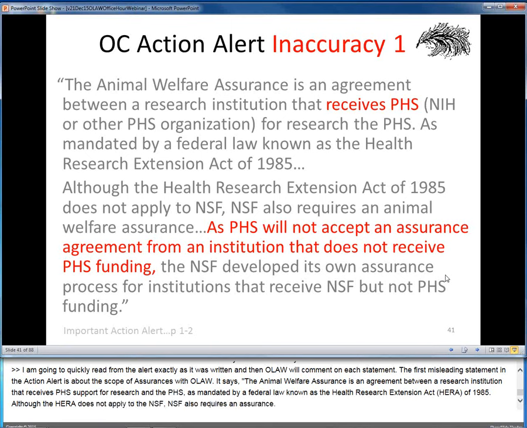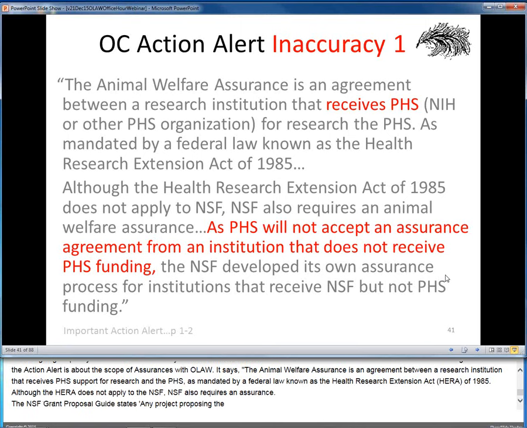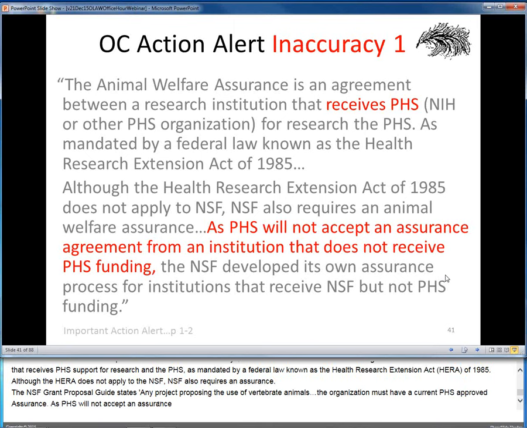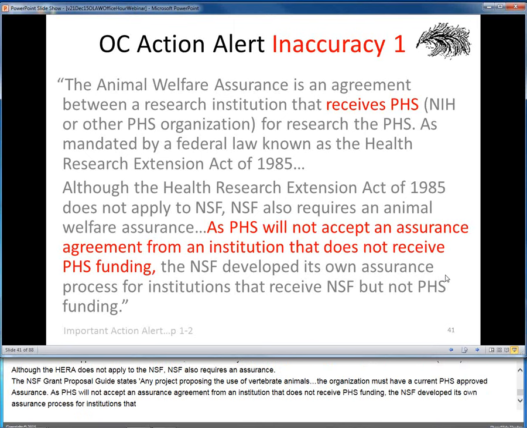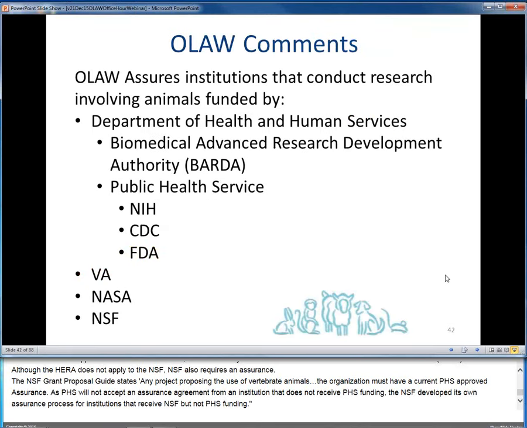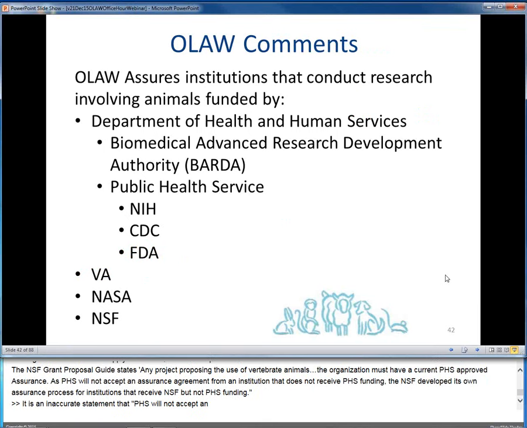The NSF Grant Proposal Guide states, for any project proposing the use of vertebrate animals, the organization must have a current PHS-approved assurance. As PHS will not accept an assurance agreement from an institution that does not receive PHS funding, the NSF developed its own assurance process for institutions that receive NSF but not PHS funding. It is an inaccurate statement that PHS will not accept an assurance agreement from an institution that does not receive PHS funding.